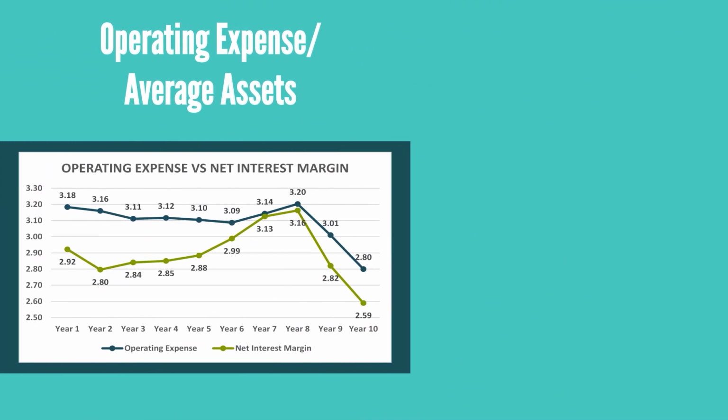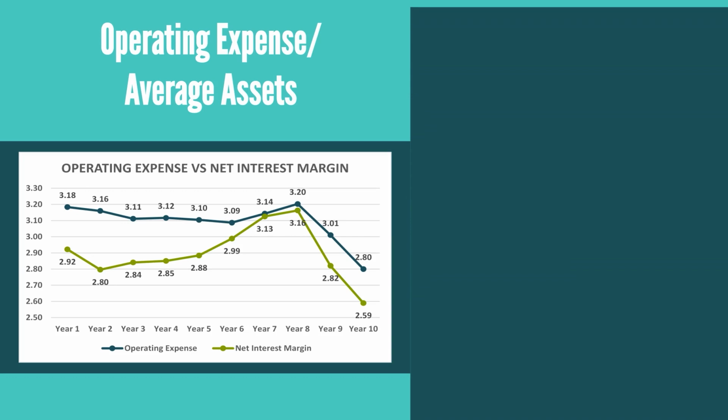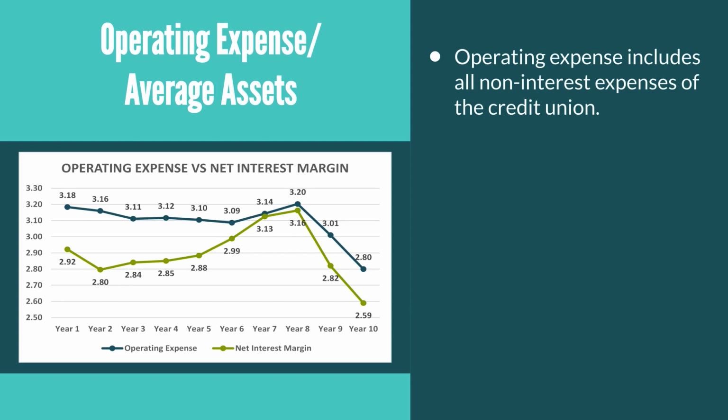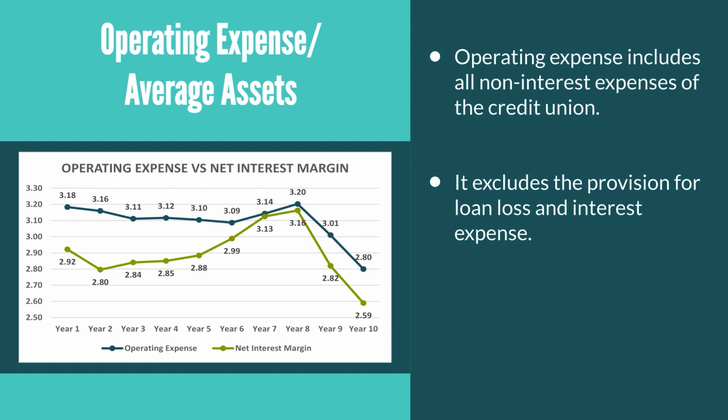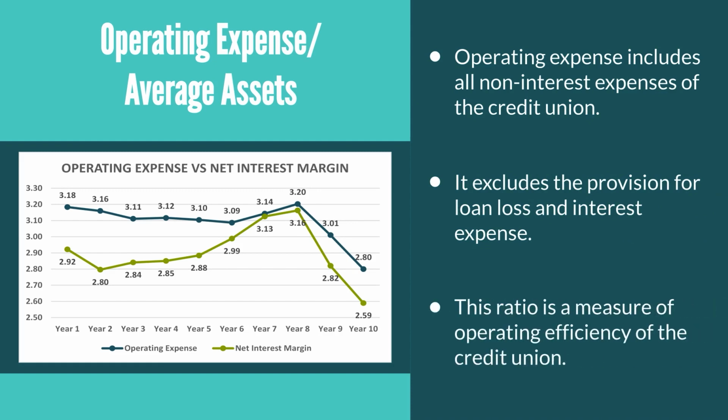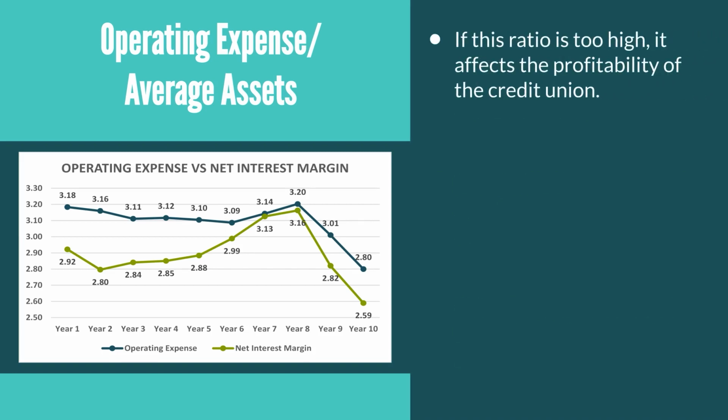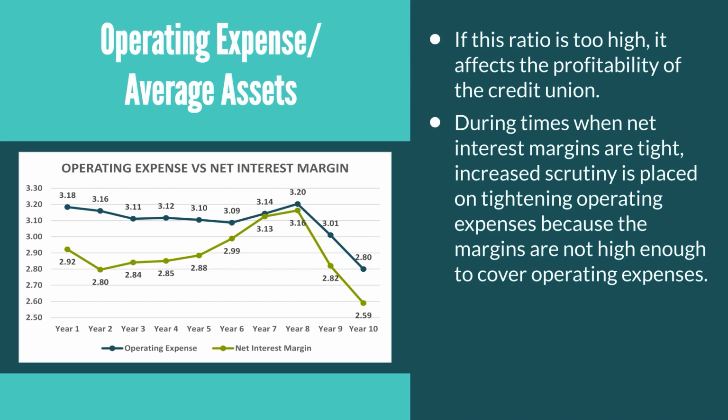The last important ratio is the operating expense to average assets ratio, which is an earnings ratio. Operating expense includes all non-interest expenses of the credit union. It excludes the provision for loan loss and interest expense. This ratio is a measure of operating efficiency of the credit union. If this ratio is too high, it affects the profitability of the credit union. During times when net interest margins are tight, increased scrutiny is placed on tightening operating expenses because the margins are not high enough to cover operating expenses.